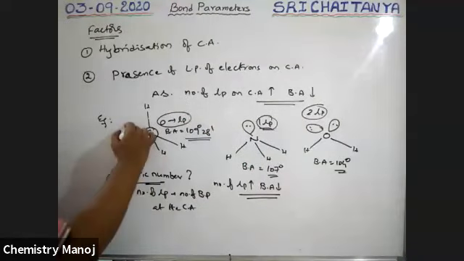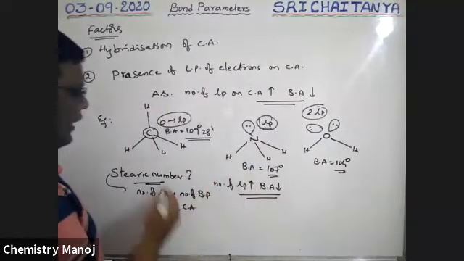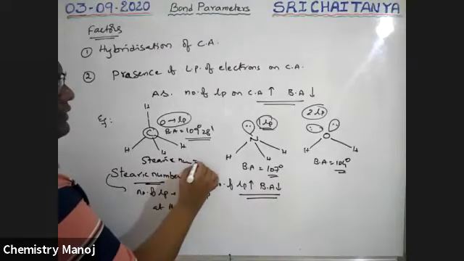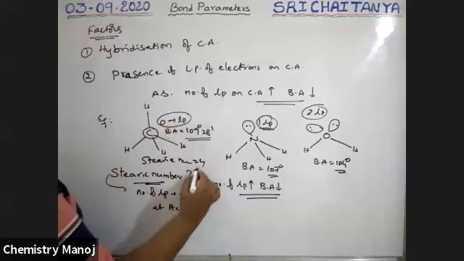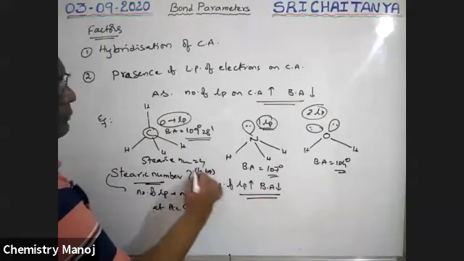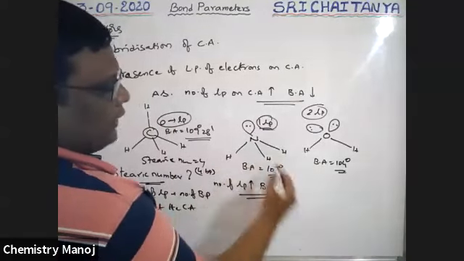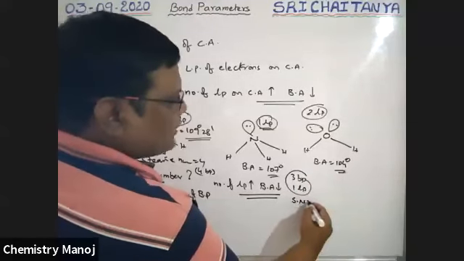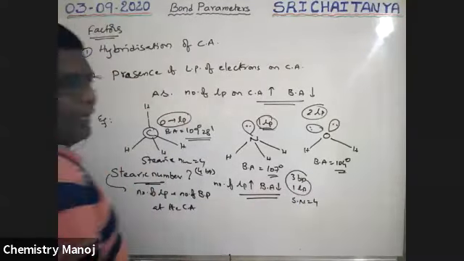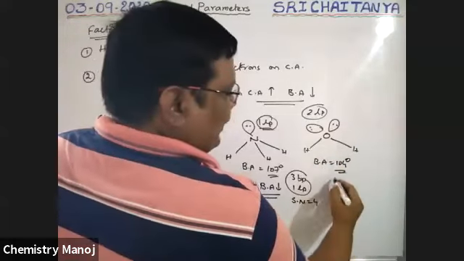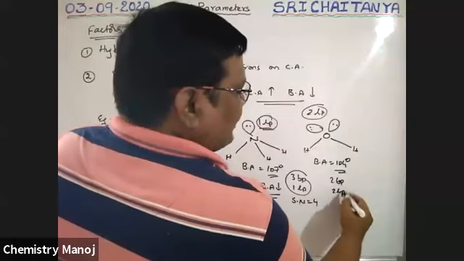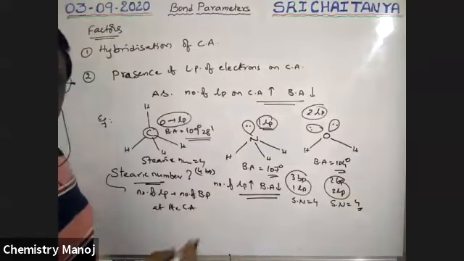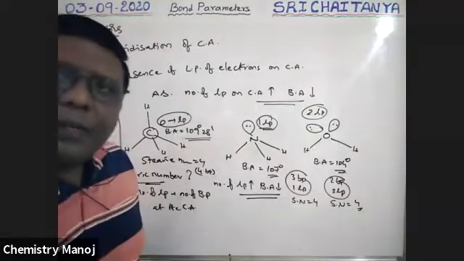Here the steric number is 4. Here also the steric number is equal to 4 because there are total 4 bond pairs. Here, 3 bond pairs, 1 lone pair: steric number is equal to 4. Here also, 2 bond pairs, 2 lone pairs: steric number is equal to 4. So that means the steric number is the same, but lone pairs and bond pairs are different.